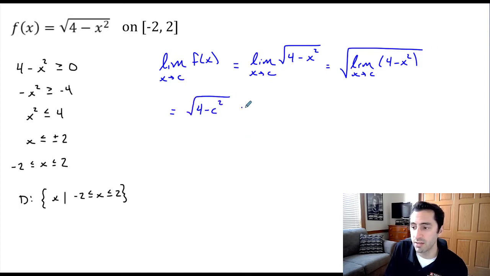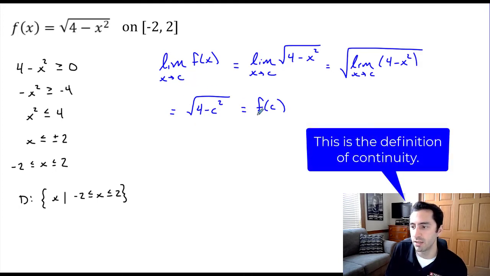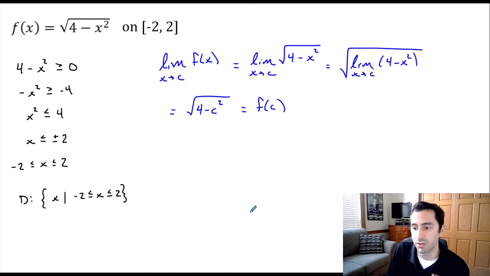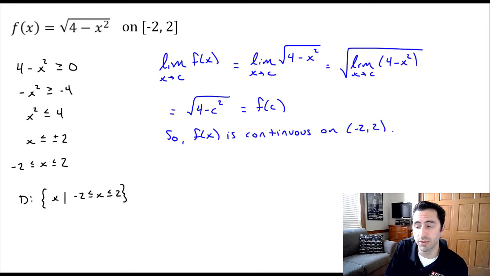Well, the square root of 4 minus c squared, that is exactly what f of c would be. So because the limit as I approach c is equal to the function value at c, I know that this is continuous for all the numbers that are in between -2 and 2. So to summarize, f of x is continuous on that open interval from -2 to 2.